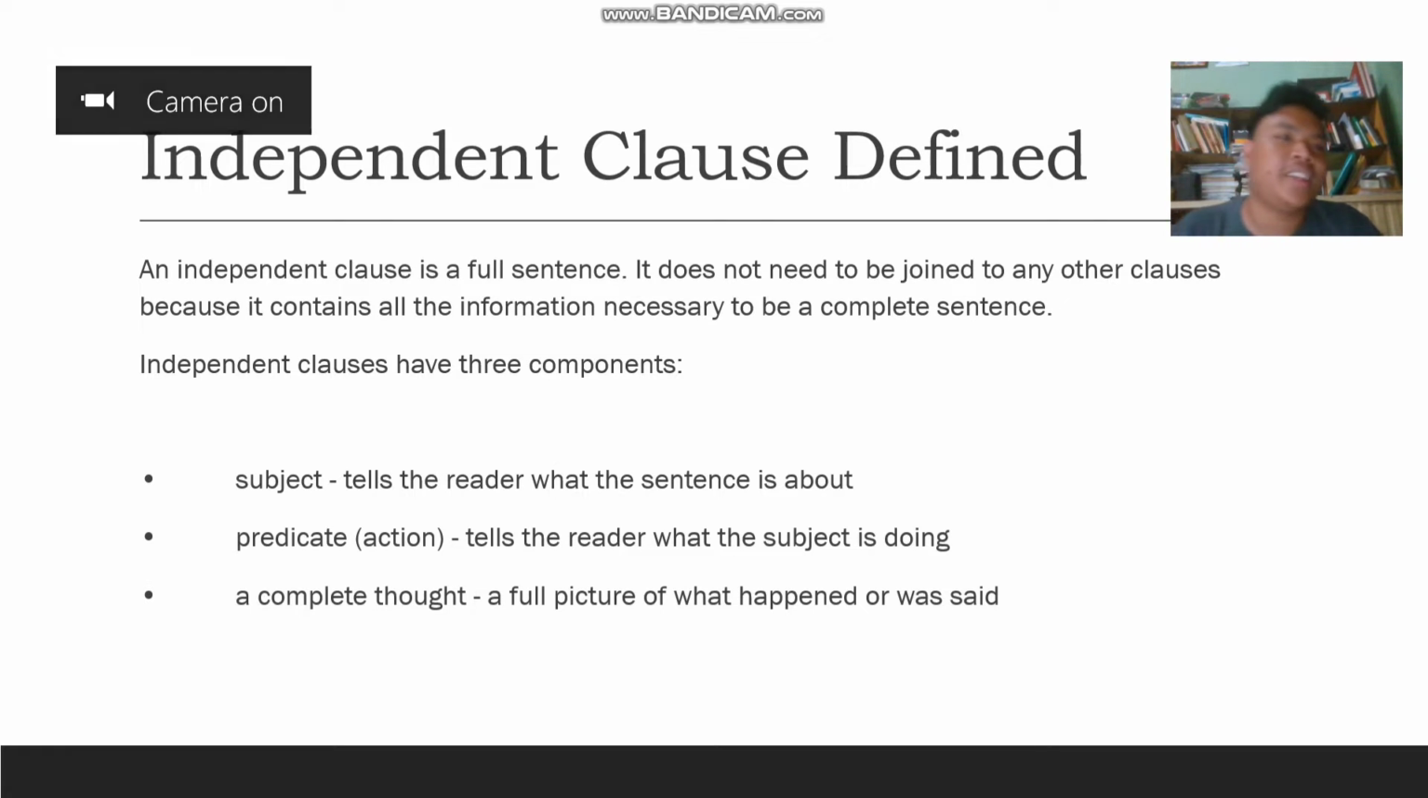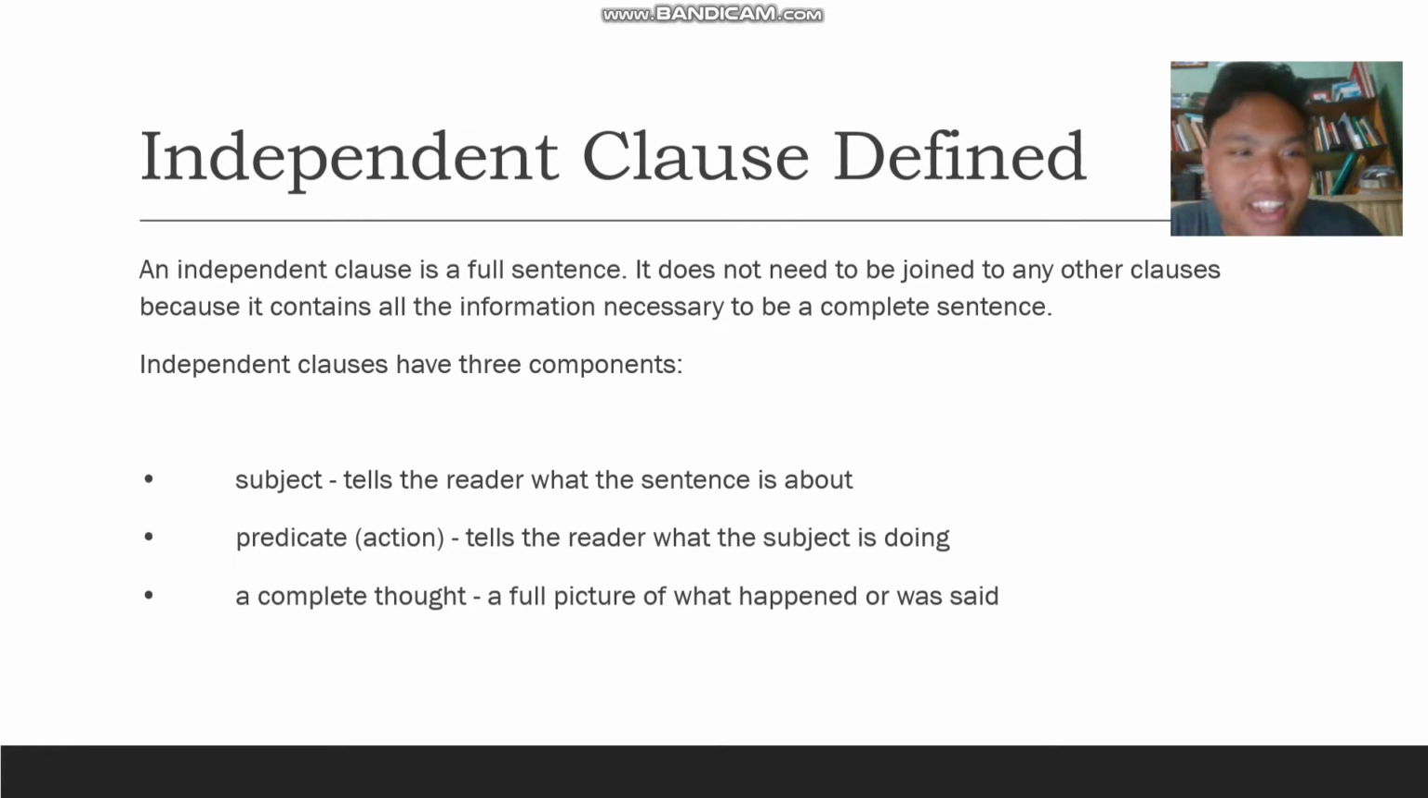Okay, so in this slide, the independent clause is defined. An independent clause is a full sentence. It doesn't need to be joined to any other clauses because it contains all the information necessary to be a complete sentence. Independent clauses have three components. First, a subject tells the reader what the sentence is about. Second, a predicate or action tells the reader what the subject is doing. Last but not least, a complete thought, a full picture of what happened or was said.